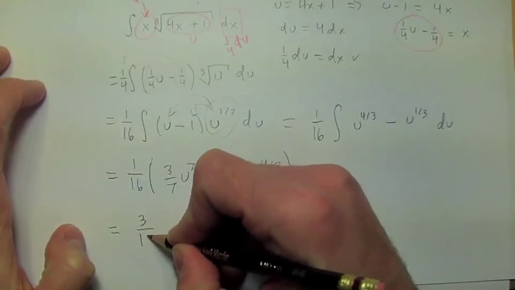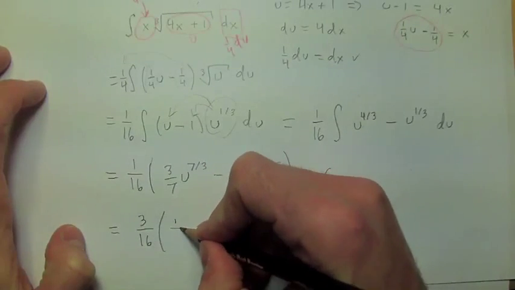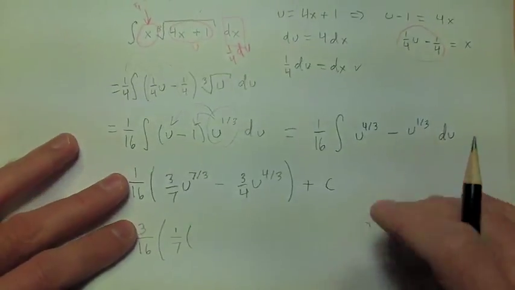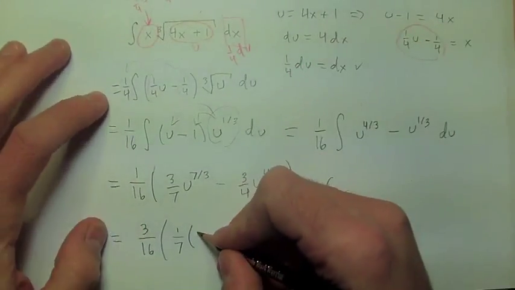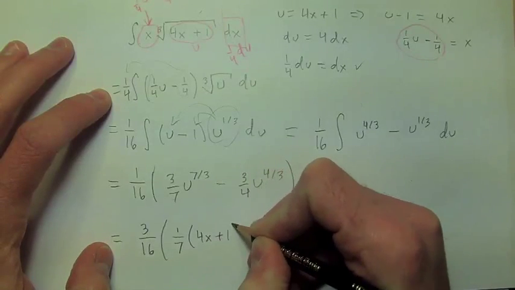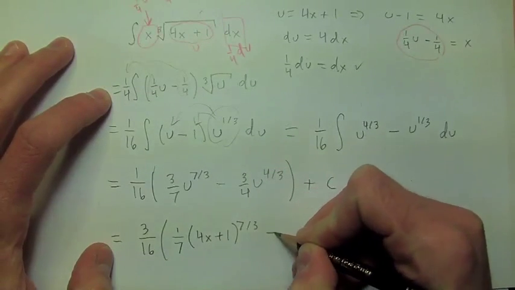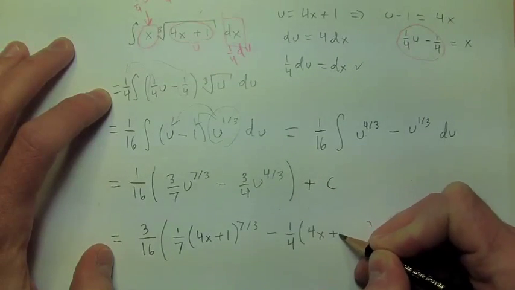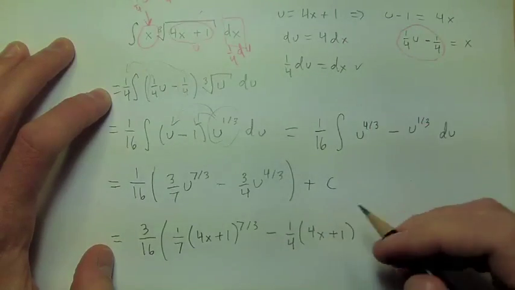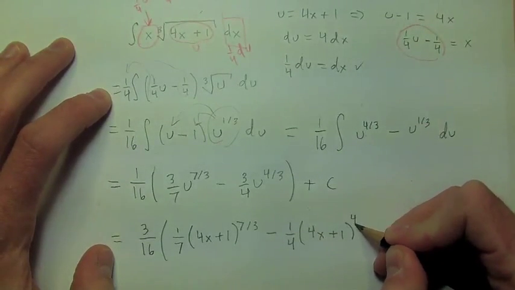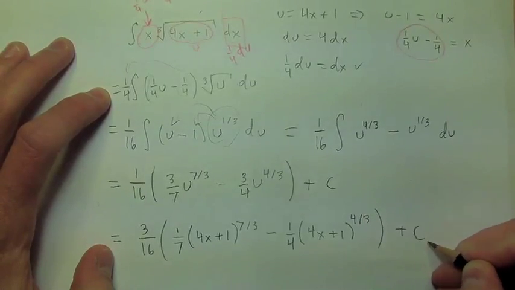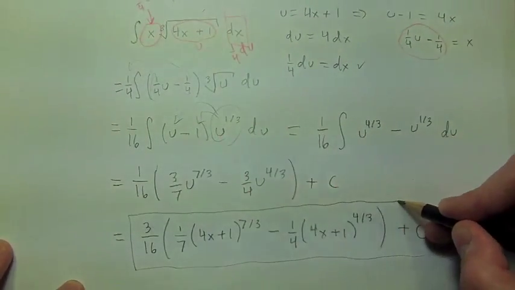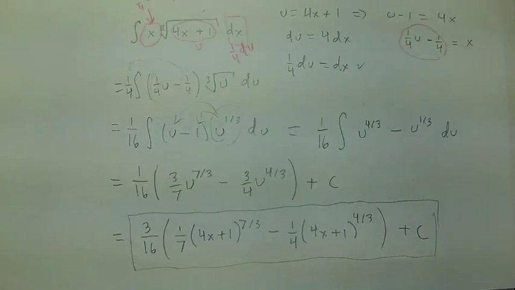I'm going to have 3/16. Then this will be 1/7 times, and I'm going to put my x's back in. So remember, u was 4x plus 1, so this will be (4x plus 1) to the 7/3 minus 1/4 times (4x plus 1) to the 4/3. The whole thing plus c. And there we go. Okay.